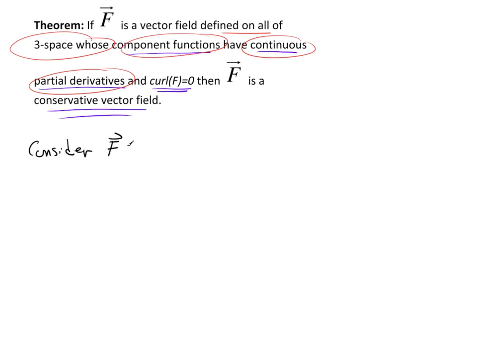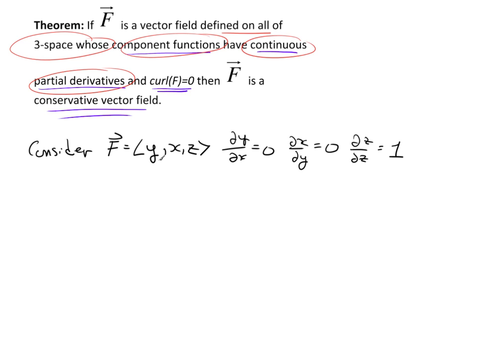So let's just consider for a moment. Let F be equal to ⟨y, x, z⟩. The partial of y with respect to x is going to be 0. The partial of x with respect to y is going to be 0. The partial of z with respect to z is 1. So this vector field is obviously defined on all of 3-space. I'm looking at the partials, and these partials are continuous. There's no discontinuity here. So I have these first conditions met. Now all I really need to do is figure out what the curl is.